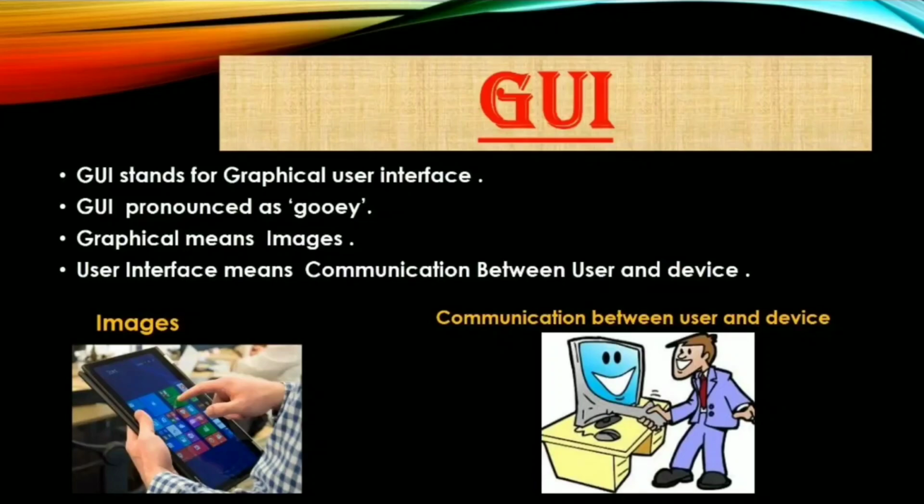And then what is the meaning of interface? Interface we can say with the word bridge. And what is the use of a bridge? To establish the communication, to join the two corners. The same work is performed by the GUI. It establishes the communication between user and device through images, through pictures.